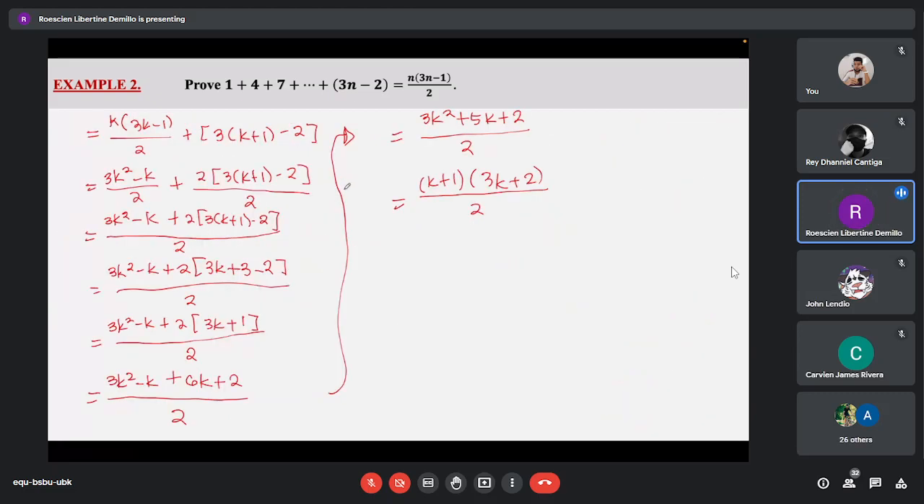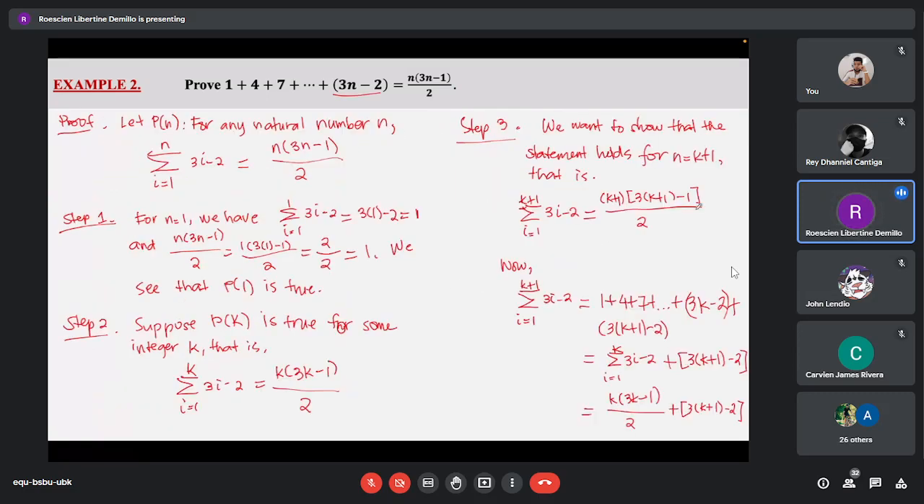So, ato ra nang ibuwag. K plus 1 times 3 times k plus 1 minus 1 over 2. Ibuwag ra na nato. Kaya kung ato na ibalik, may mo siyang 3k times 3 minus 1. And 3 minus 1 is just plus 2. So, we still get this. Now that we're able to show this, which is the one that we're supposed to really show as indicated in the first part of our step 3.